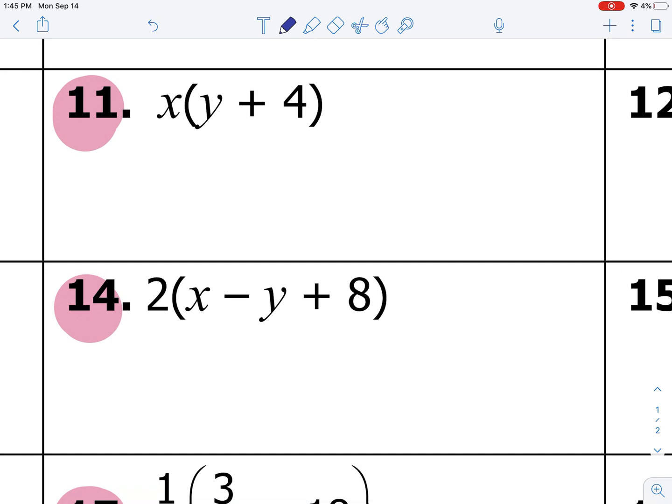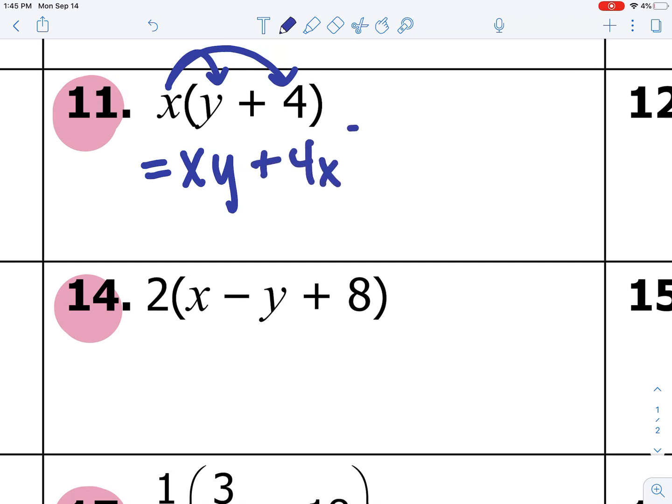For number 11, we are distributing a letter this time. We're distributing a variable. So we take the variable and multiply it inside the parentheses. This is x times y, so that's xy, and x times 4, which is 4x.